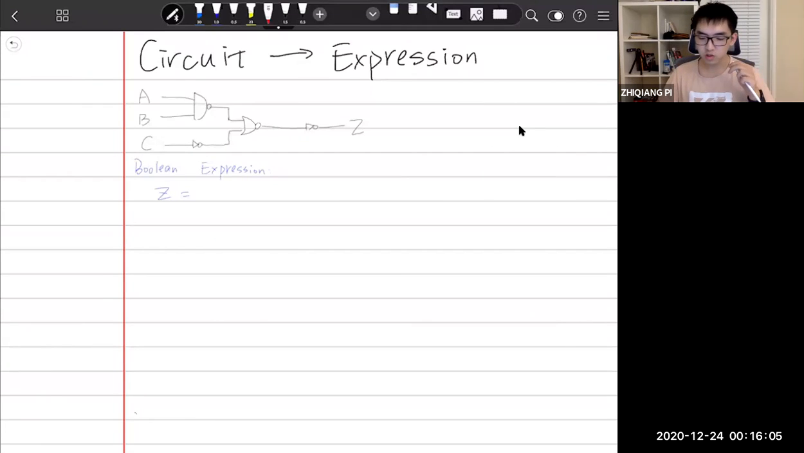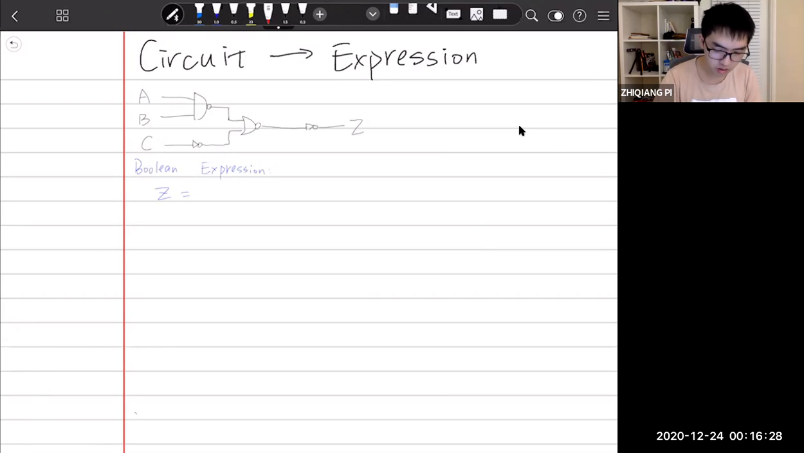Hello, welcome back. So previously we've seen the whole way of going from a truth table to a condensed or efficient logical circuit using simplification rules and sum of products. Today we'll try going the opposite direction. We'll try going from a circuit to its original expression.